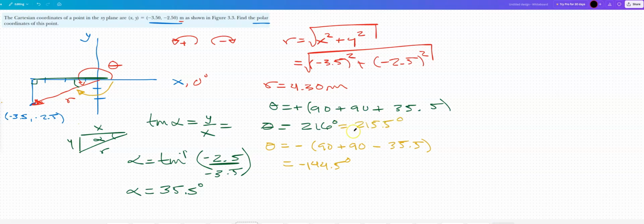So notice that 215.5 plus 144.5 gives you 360 degrees. So it's either plus 215.5 or minus 144.5. This is the end of this short video. In the next one, we're going to talk more about vectors and scalars.